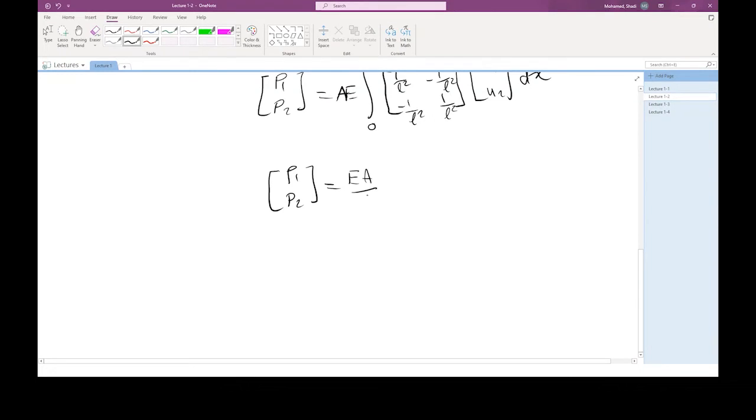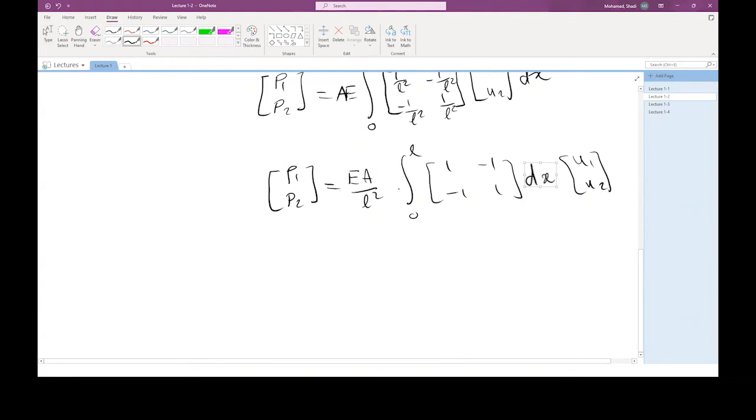E A over L squared, integral between 0 and L, of the matrix 1, minus 1, minus 1, 1, multiplied with U1, U2, dx. And in fact, if you look into U1 and U2, you'll see that these are also not dependent on x, so you can take them outside the integral. So I'm just going to take them outside the integral. And the integral will happen only on these constants.